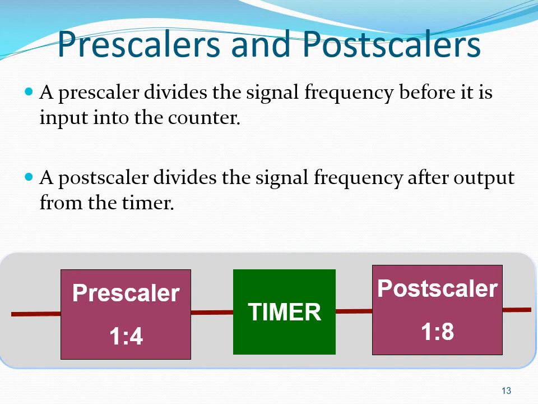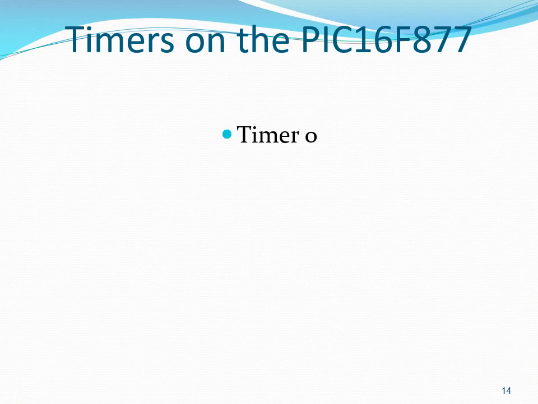As an illustration, a post-scale rate of 1 to 8 means that the timer will overflow 8 times before the overflow flag is raised. The PIC 16F877 has 3 timers. These are named timer 0, timer 1, and timer 2.